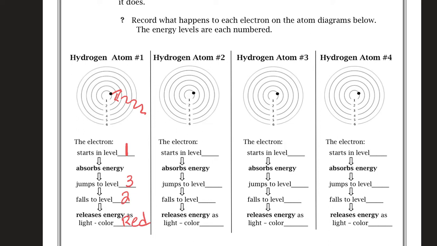Now, my next electron, hydrogen atom number 2, again is starting in energy level number 1, but this time when it absorbs energy, it's actually going to jump out to level 4. So it's jumping out to level 4, and then it's going to fall back again to level 2. So it jumps to level 4, falls back to level 2. Now you can see that it's falling back a larger amount. And when it does, it's going to give off a green color.